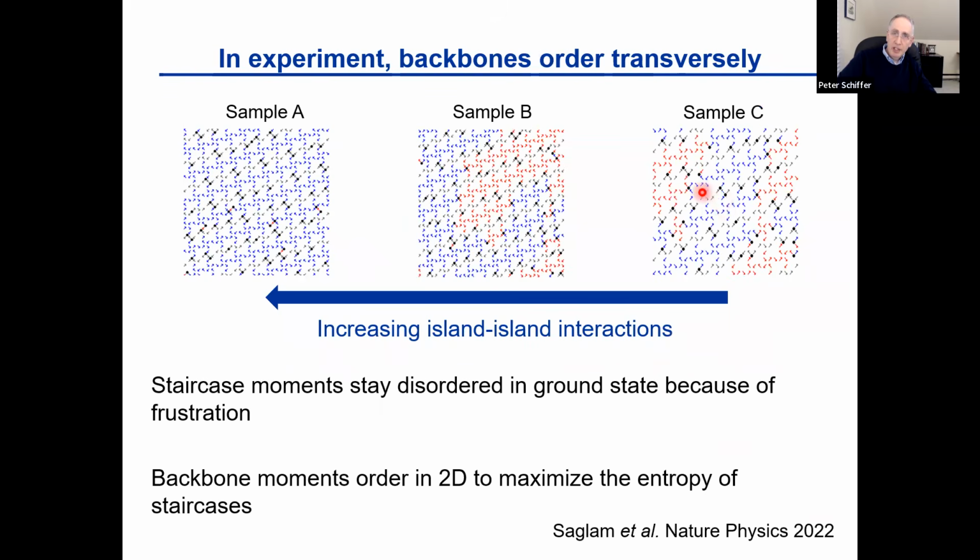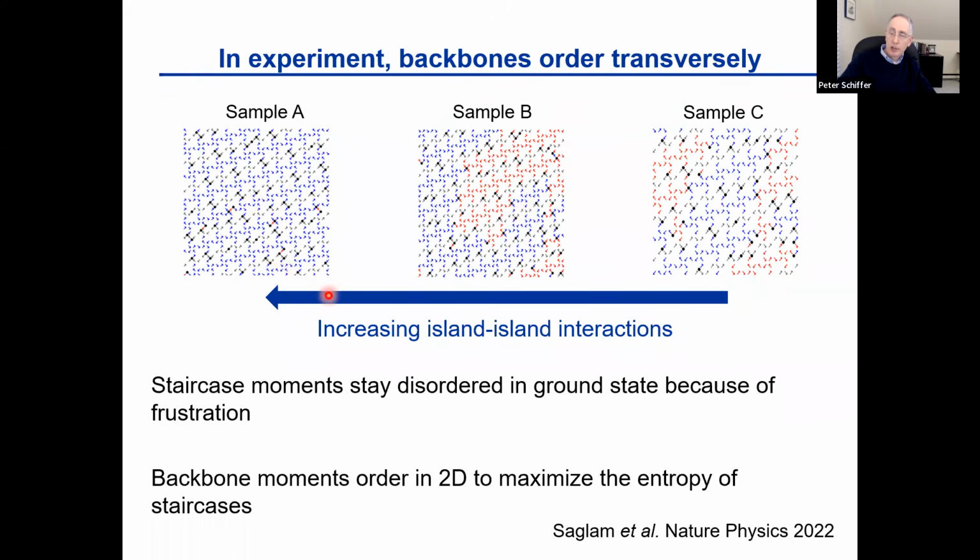And experimentally, one of the recent results we had, and this is work done by Hilal Saglam, who was a postdoc in our group, we did a bunch of samples with different lattice spacings. One of the fun things in artificial spin ice is that you can change the lattice spacing and change the strength of the interactions. And what we found is that going to smaller and smaller lattice spacings, you end up with ordering not just along the backbones, but actually across the backbones.